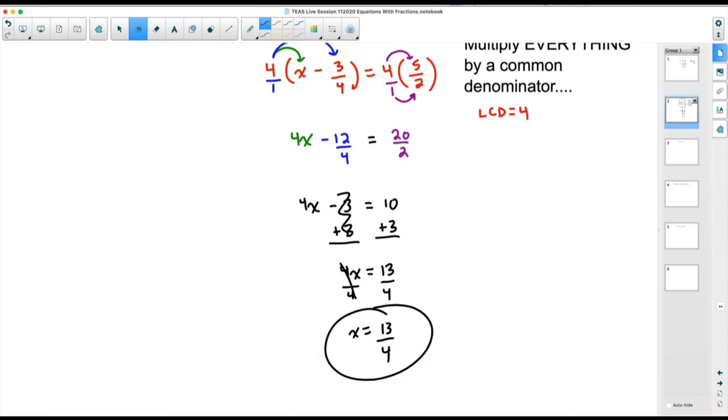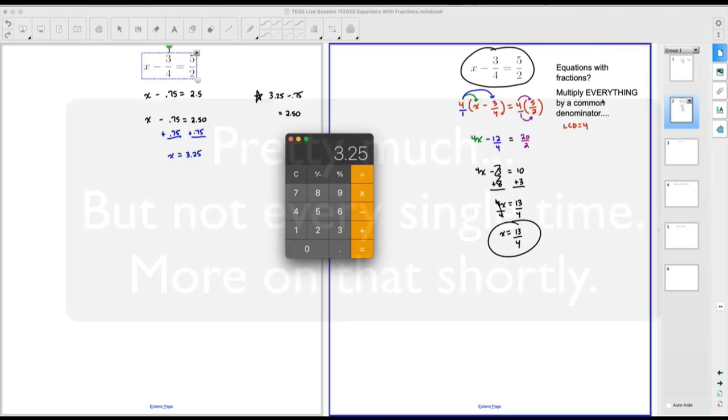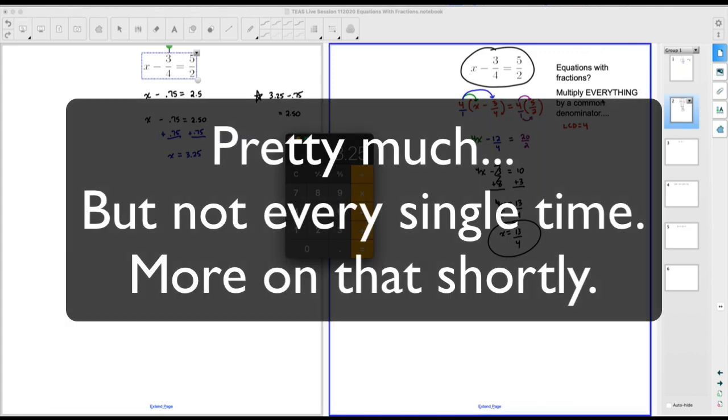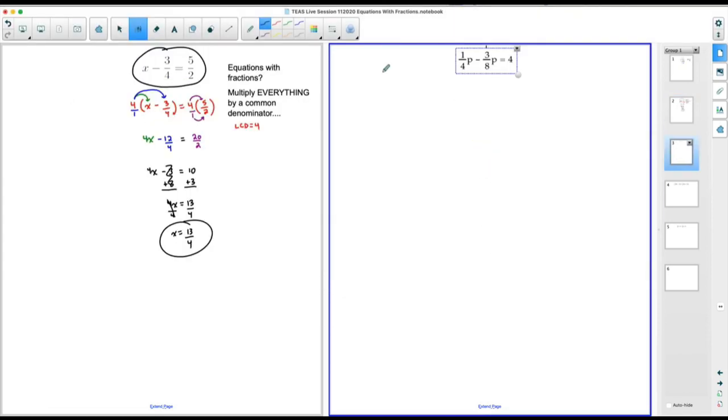Grab your calculator real quick and recall our decimal answer was 3.25. Well, if I take 13 and divide it by 4, notice we get 3.25. Same exact answer, except we're taking a different approach. And this is how I pretty much tackle every single problem with equations that have fractions in it. So with that said, let's take another example.